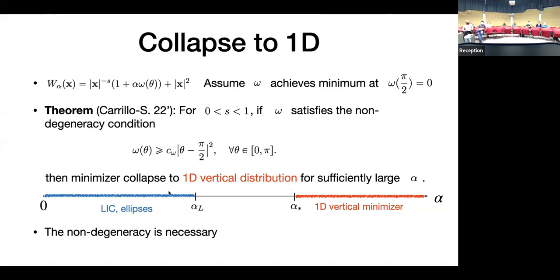Okay, so now we have this picture: for small alpha, you have LIC and the minimizers are ellipses, and for large enough alpha, you just have the one-dimensional minimizer. This basically recovers all the situations in the previous cases. And of course, there can be a gap in between. And we saw in the previous numerical simulation that there is indeed a gap. By the way, let me also mention that this non-degeneracy condition is indeed necessary, because if it fails, we have examples where it never collapses exactly into vertical.